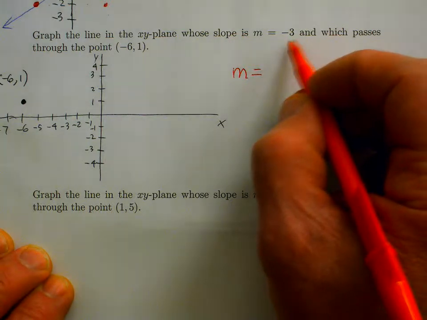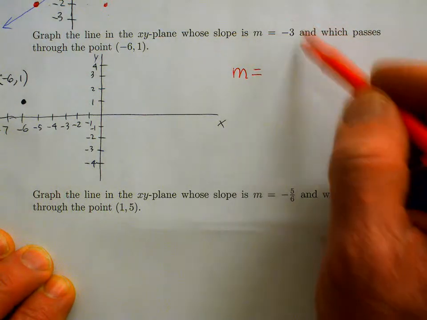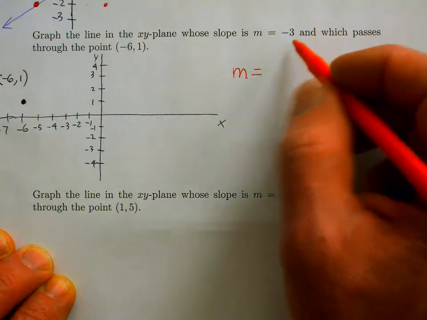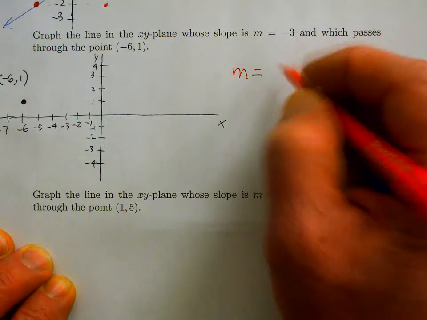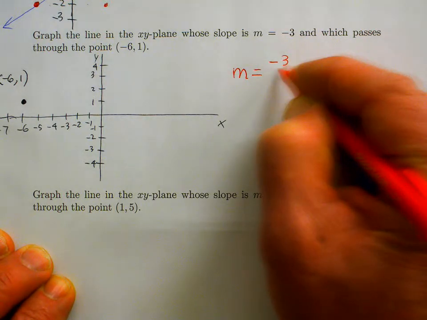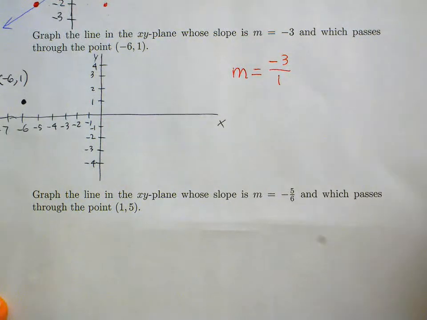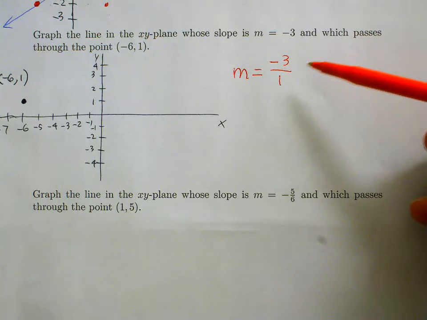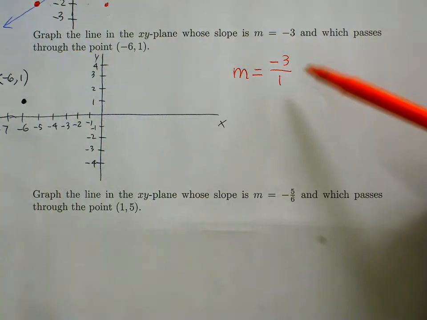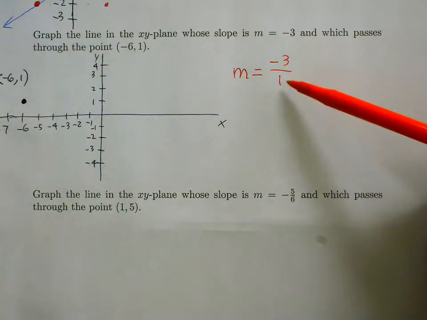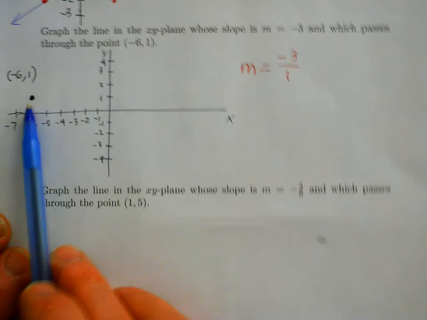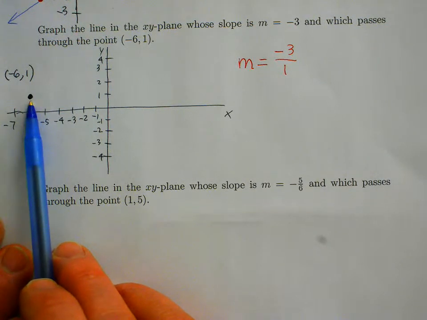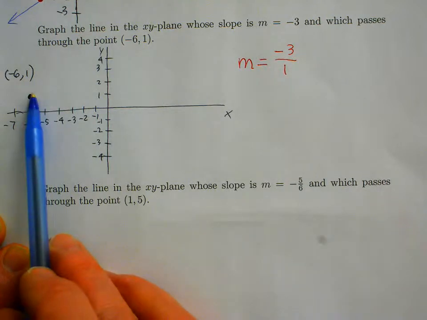So this is the thing that I was referring to. Think of slope as rise over run. So if we're just given an integer like -3, that means the same thing as -3/1. So this might help us avoid a mistake. If the rise is -3 and the run is +1, we can find another point on the line. So from the given point, -6, 1, if the rise is -3, it means move vertically down 3 units.